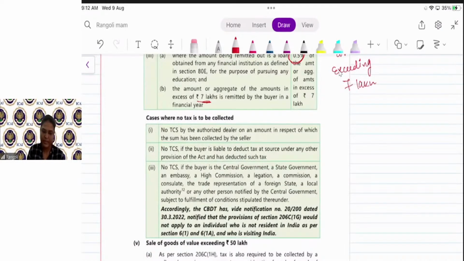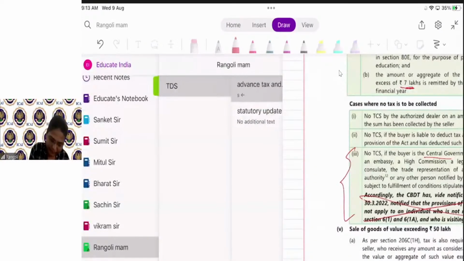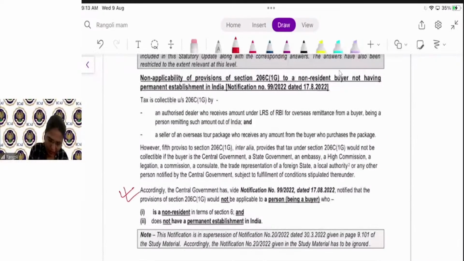No TCS by authorized dealer on an amount in respect of which the sum has been collected by the seller. See here, in point number 3, there is a statutory update. So this notification is not applicable. If the buyer is the central government, or the foreign government makes the foreign remittance, then TCS is not required to be collected. Also, statutory updates. Instead of that notification, this notification is applicable.